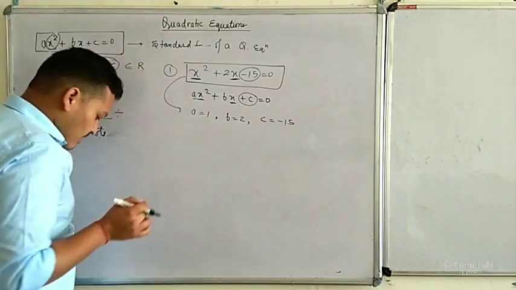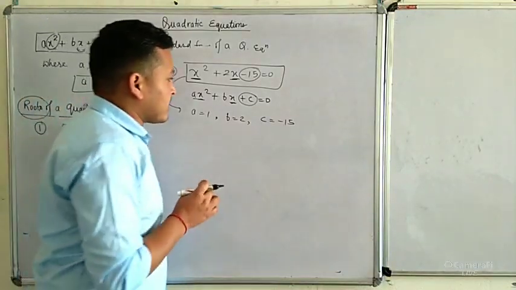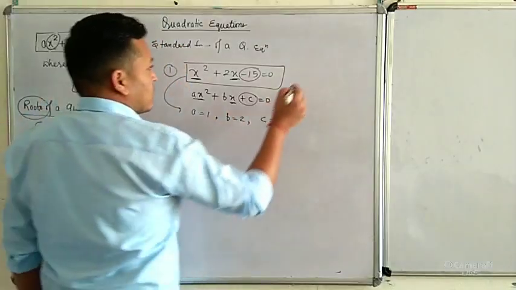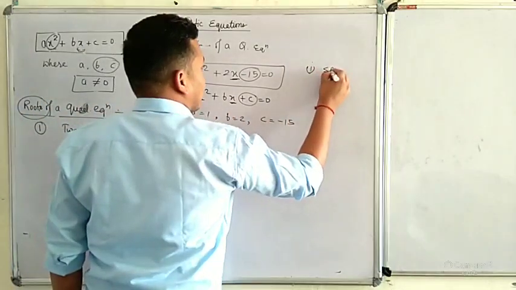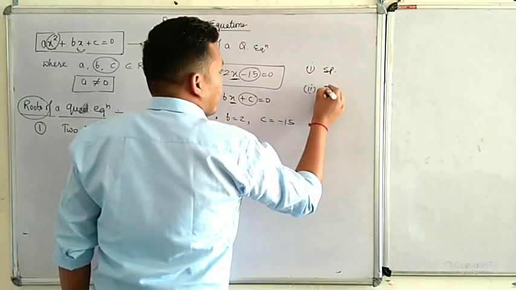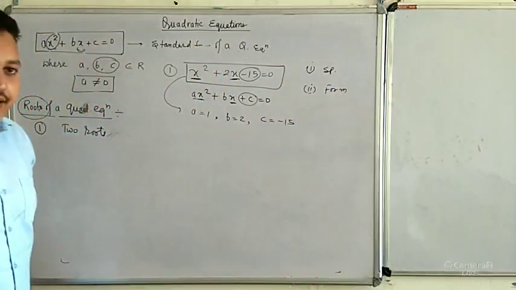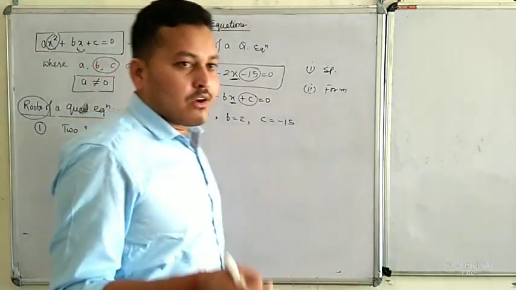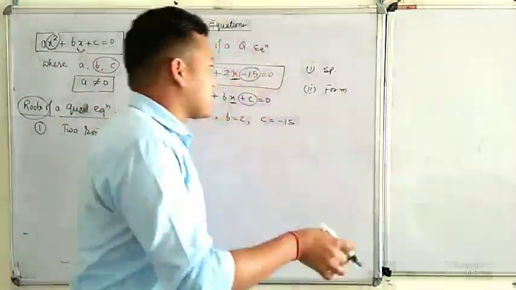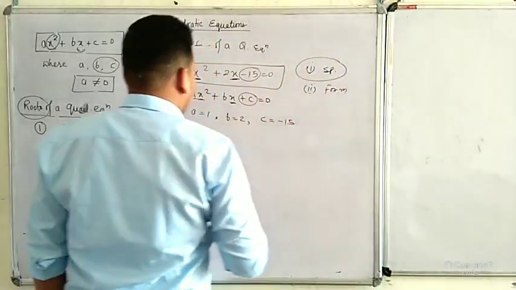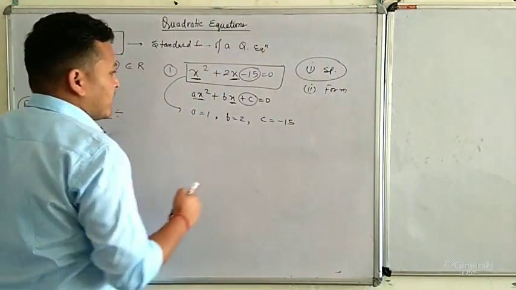Now how can you find the root of this equation? There are two methods. One is the splitting method and the second one is by using the formula. In the next exercise we will deal with the formula, how we can find the root with the help of a formula. But in the first exercise we will use the splitting method. So how can we apply the splitting method here?